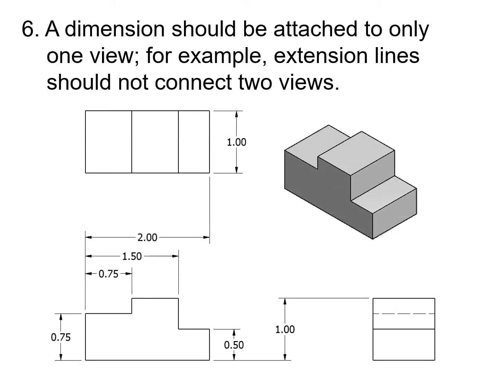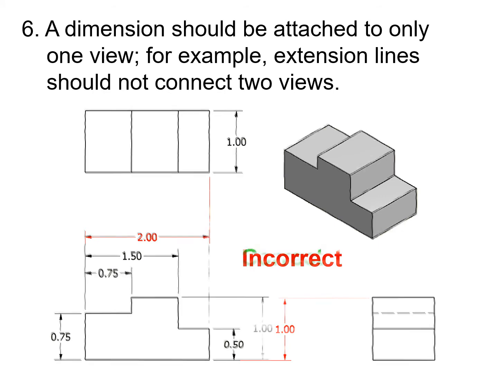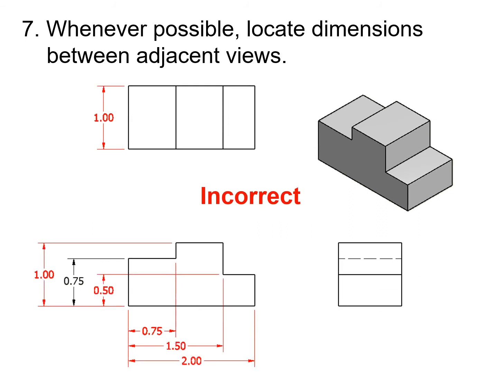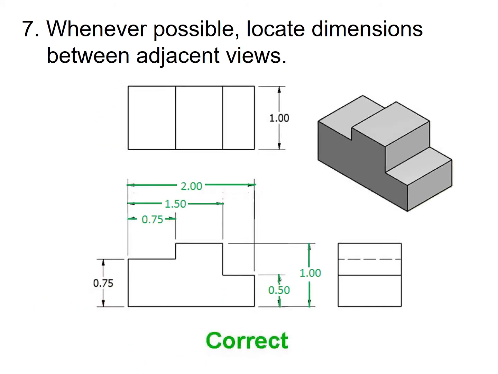Number six, a dimension should be attached to only one view. For example, extension lines should not connect two different views as seen with this 1 inch and the 2 inch in the right side view and in the top view. Number seven, whenever possible, locate dimensions between adjacent views. So all those dimensions on the front view really provide a little bit of confusion, but also the 1 inch in the top view, on the far left side of that view, would be much better served to make those in between the right side view and the top view, as shown in green there.